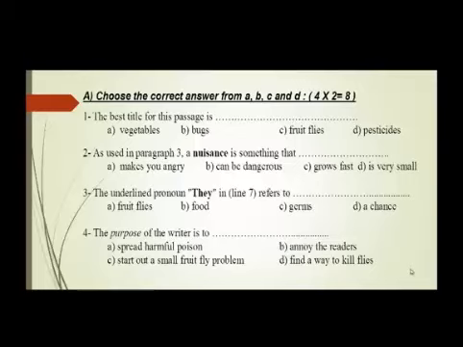Choose the correct answer from A, B, C, and D. The best title for this passage is Vegetables, Bugs, Fruit Flies, Pesticides. What was the main idea of the passage? What did the passage talk about? You should think of these questions and try to find the best title for this passage. The best title for this passage here is Fruit Flies.